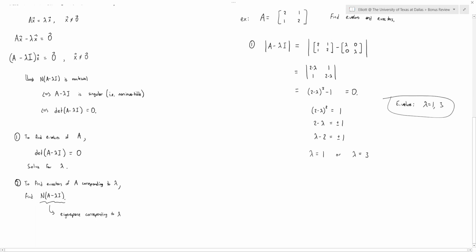Next, we wanted to find the eigenvectors as well. So to get the eigenvectors, we now want to look at the null space of A minus lambda I, and we need to do this for each eigenvalue lambda that we found. So we have two eigenvalues here. Let's just start with the first one that I have written down, lambda equals 1.